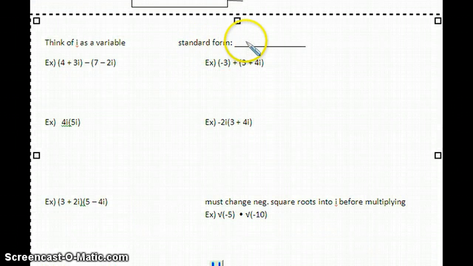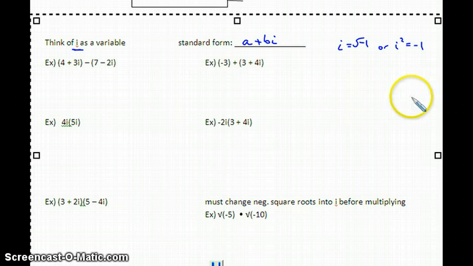Again, standard form is a plus bi, where a is the real number and b is the imaginary number. When we deal with i, we really want to think about it as just being a variable. Just like all the rules that apply with an x, when I add x's together, when I subtract x's, when I multiply x's together, they become squared, or depending on how many I have, we're going to apply those same rules to i. So i is really just a variable, but we know that i stands for the square root of negative 1, or i squared stands for negative 1.